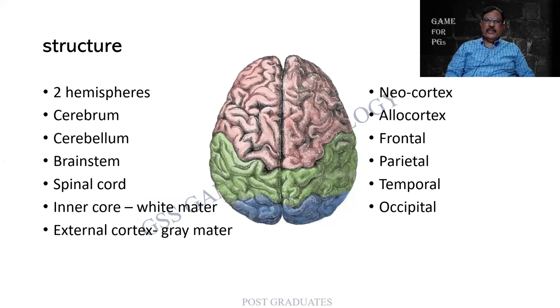In the earlier class, we had seen the structure of the brain. Pathological anatomy is not as complicated as pure anatomy. We will have to remember and follow. Precision is not the matter. So these are the structures that we will have to remember, and these are the lobes, and there is a neocortex and an allocortex.